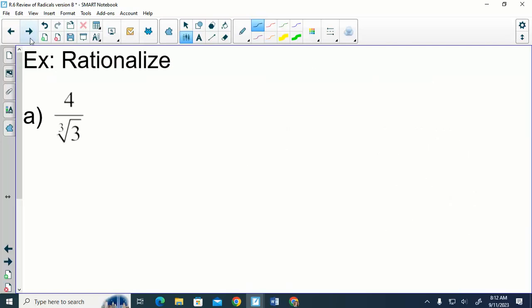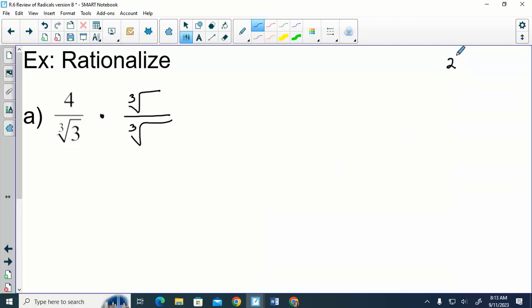So if I ask you to rationalize this, okay, there's a couple different ways of thinking about this. One, we know we need the radical to get off the denominator. We're dealing with cube roots, so we're going to have to multiply by the cube root of something on top and bottom.